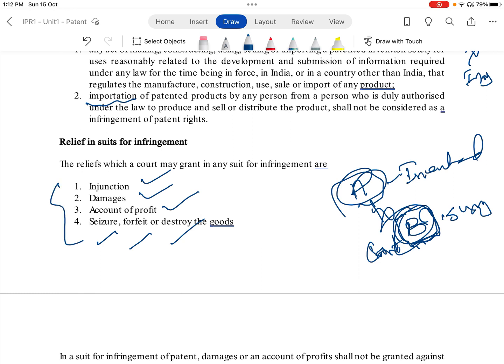Clear, guys? So, what are the reliefs available in case of infringement cases? Injunction, damages, account of profit, seizure, forfeiture, or destroying the goods.